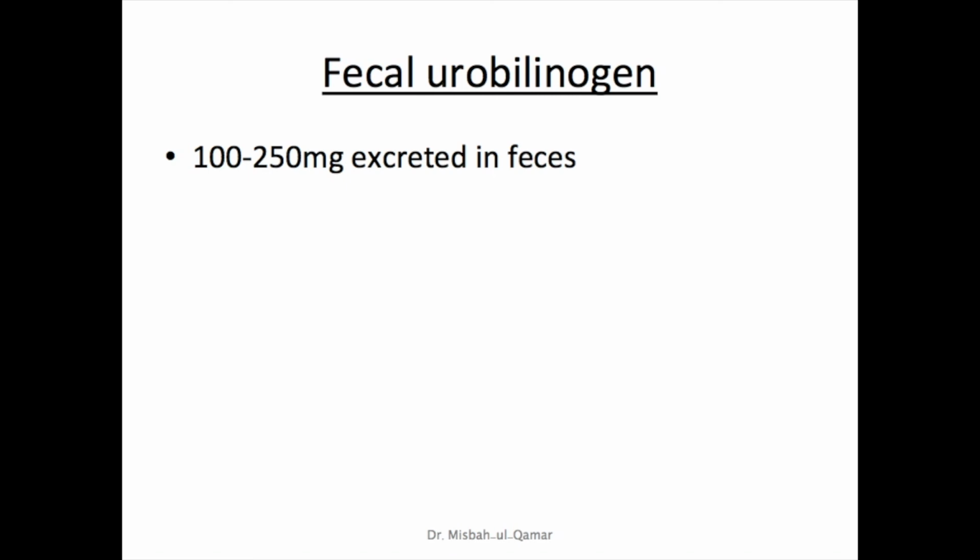Now, the urinary urobilin, if we talk about the urobilin, normally half to 4 milligram per day of urobilin is excreted in urine. Now, this amount is increased in hemolytic conditions, while there is decreased excretion in the biliary obstruction.